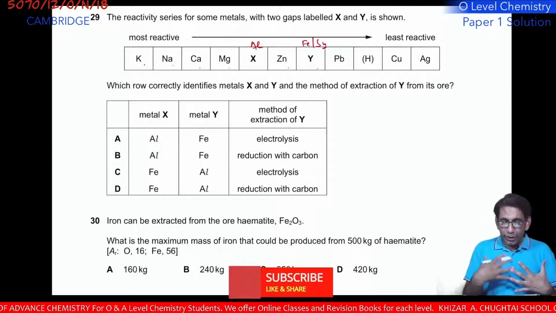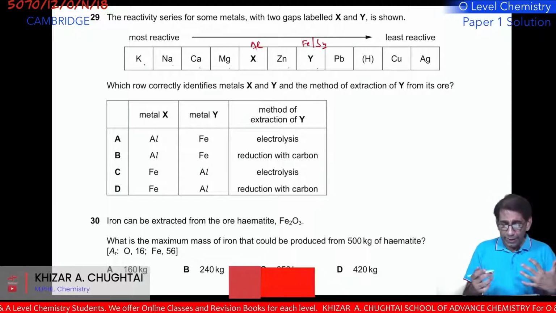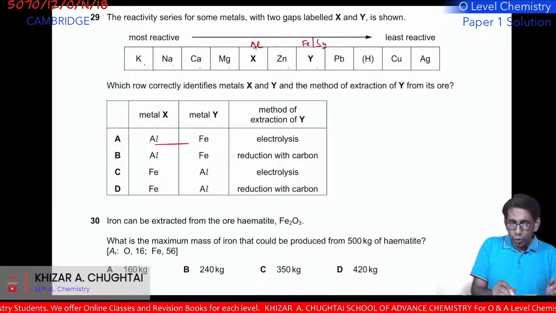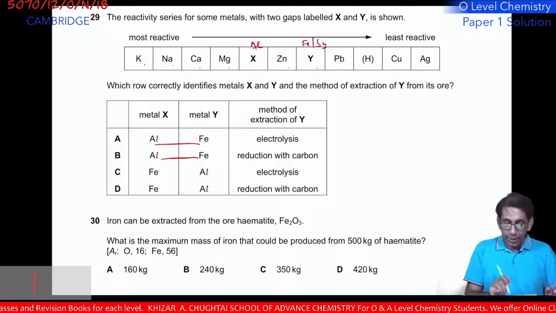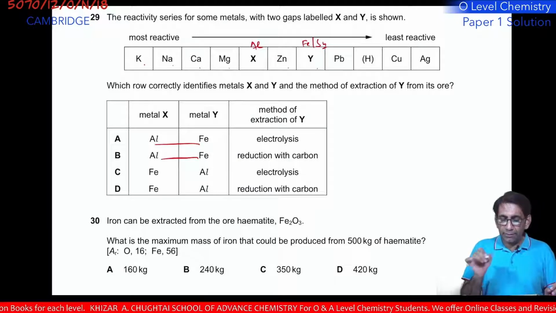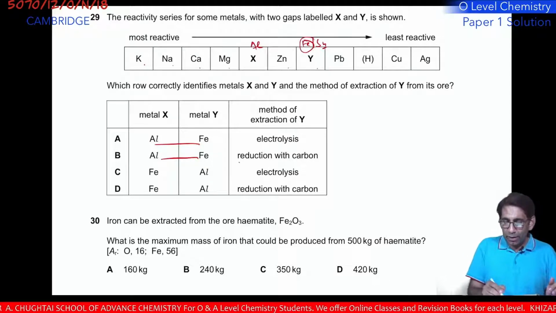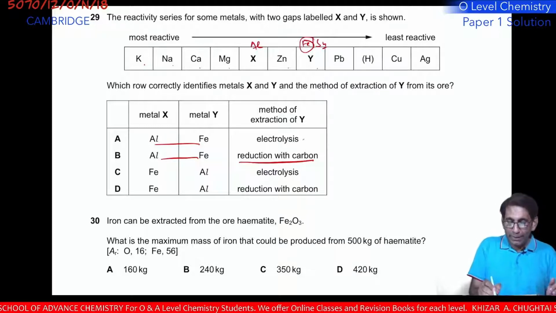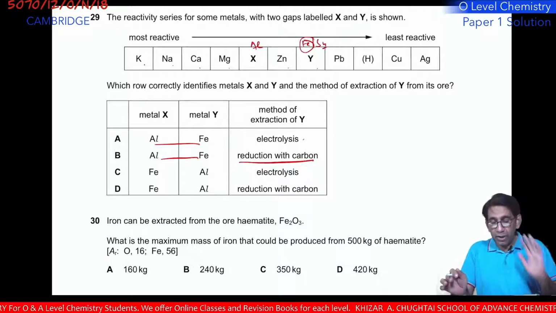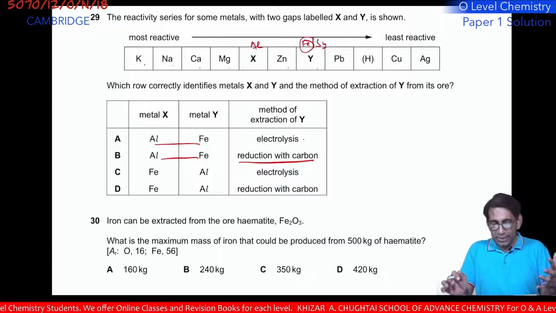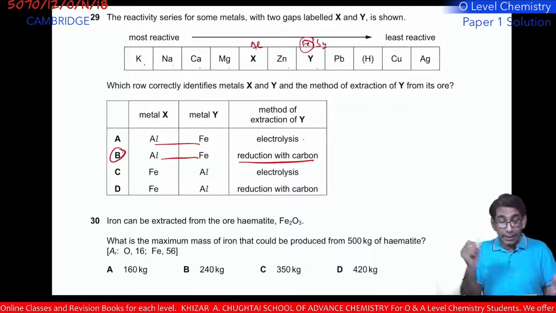So let me check. Metal X should be aluminium. Metal Y should be iron or tin. There are only two such options, so A and B are the correct ones. For the method of extraction of Y, which is iron: it is smelting, heating with carbon, reduction with carbon, not electrolysis. It can be extracted with the help of electrolysis, but traditionally, as far as the cost of that procedure is concerned, we heat it with carbon. So B is the correct option.